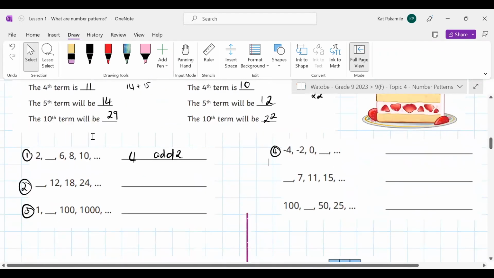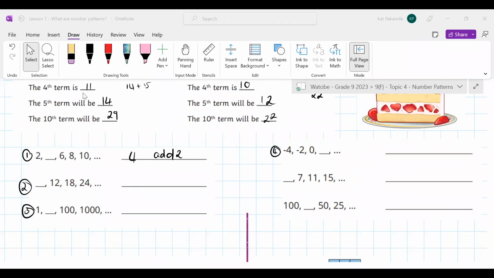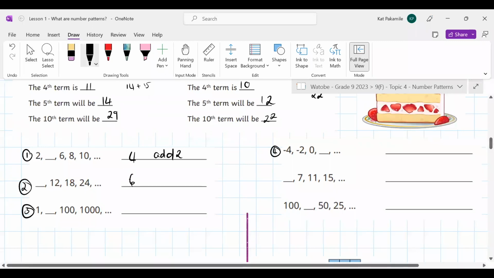Number 2. Are we saying we add 2? Oh, we add 6. Oh, I thought you said we add 2. We add 6. Eddie, yes. That means it's going to be 6. So the first term is 6, and we add 6. Beautiful.